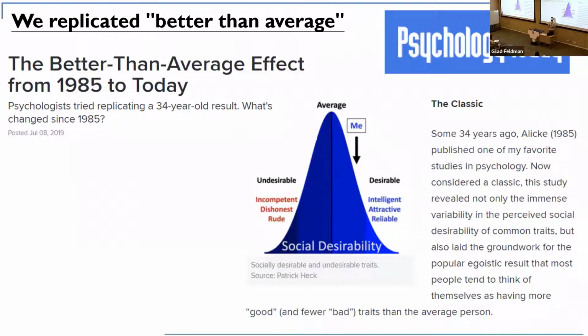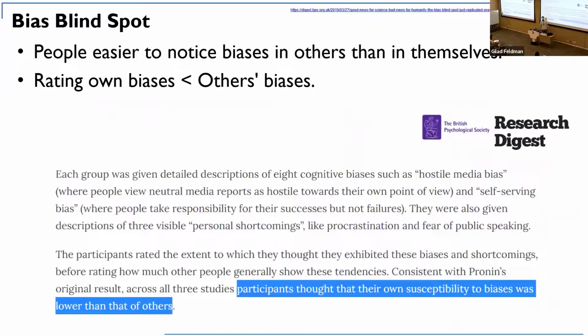And then we ask them, so how biased do you think you are? And people still say that they're not biased, which is a different one, which we also replicated. It's called the bias blind spot. People find it much easier to notice bias in others, but it's very difficult for them to see the bias in themselves. So they think that self-biases are lower than other biases.